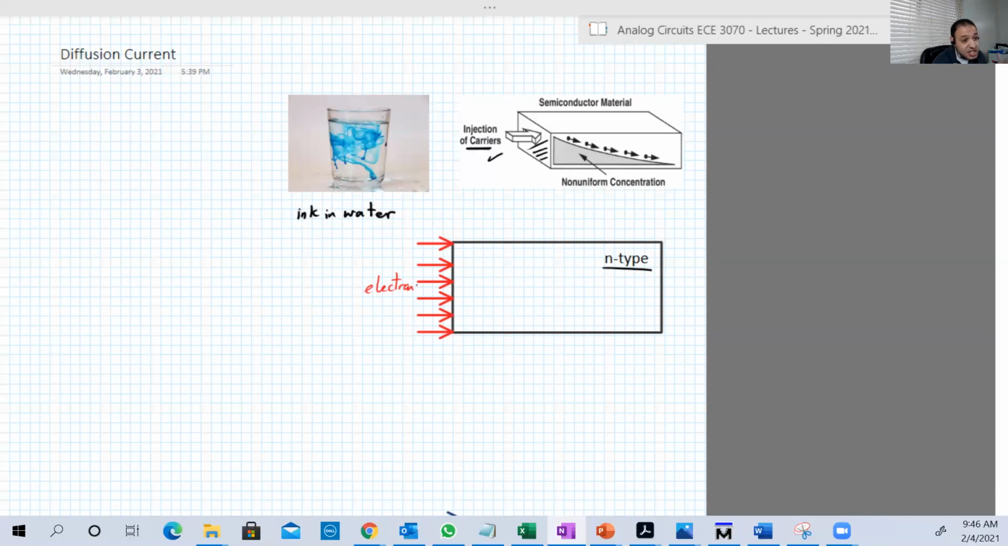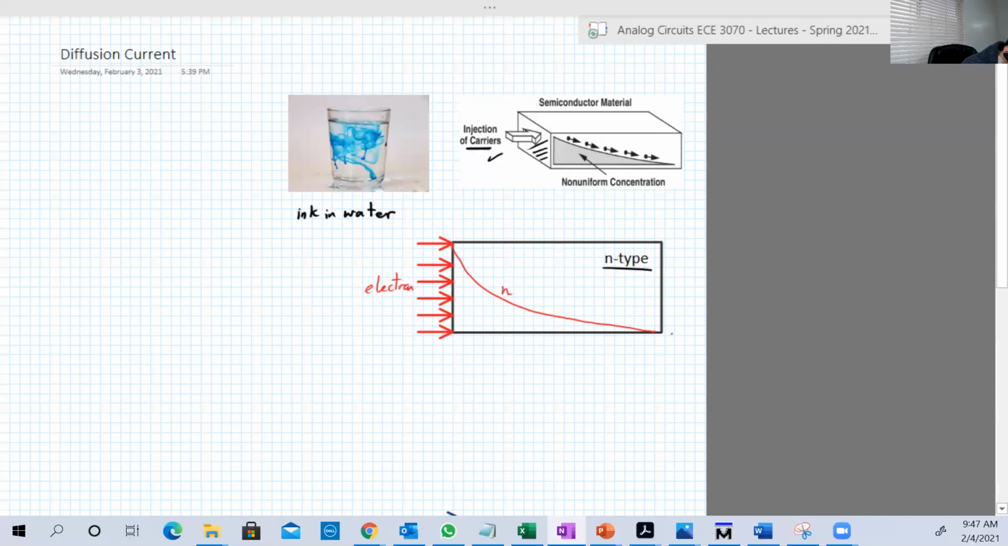This distribution can take any shape. It can be linear or non-linear, but in all cases the side of the injection will have a higher density than the other side. For example, it may be something like this. Here, for example, it's a general non-linear case. So this is n, the density of n now.